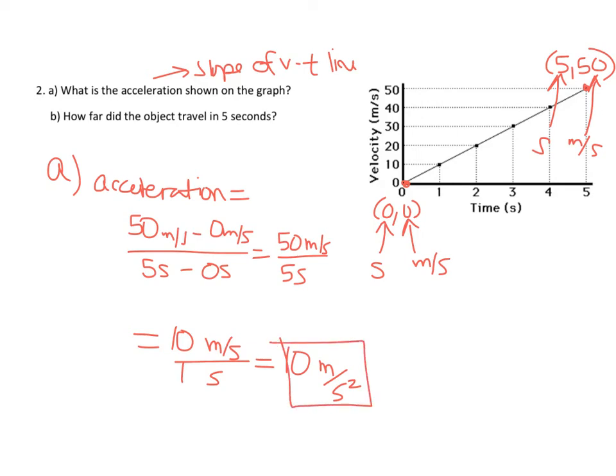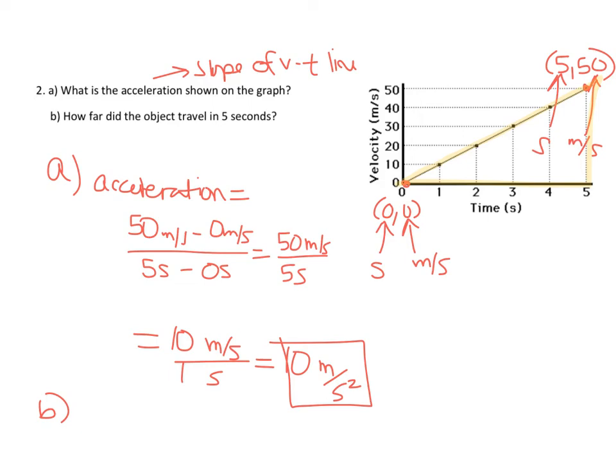Okay, so the last thing I asked you to do was find out how far did the object travel in 5 seconds. That is asking for displacement. So displacement is going to be the area underneath that line. And if you look at the line there, it's a perfect line, but if we want to find the area, it's like finding the area of this triangle right here.